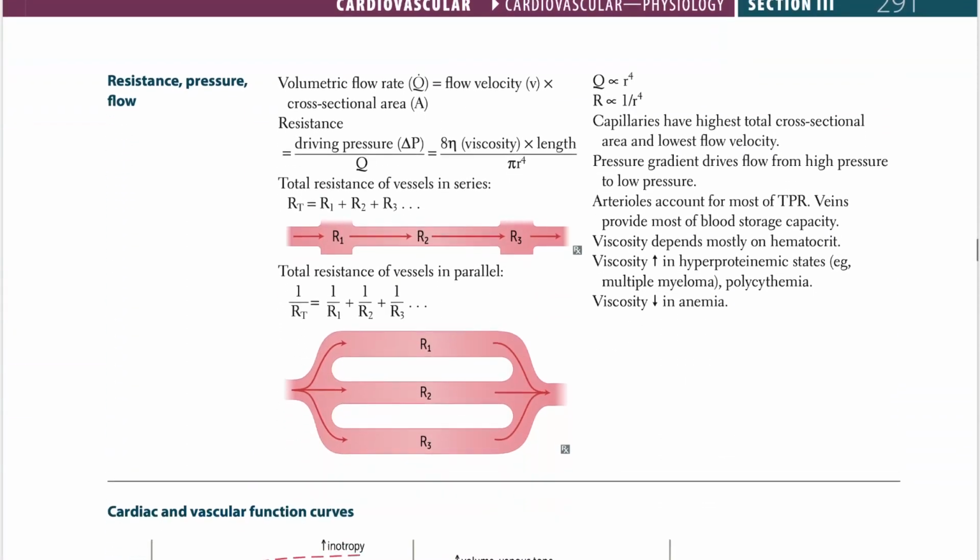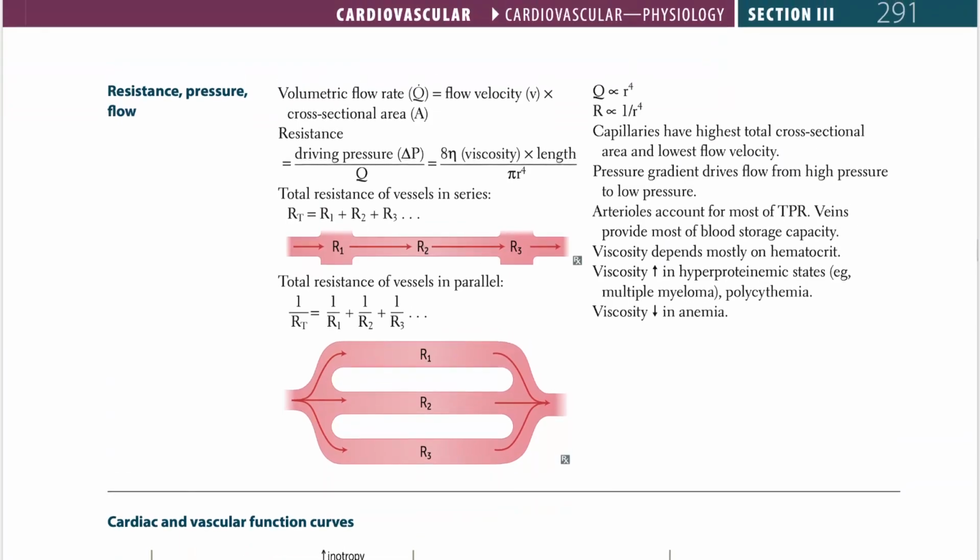What do we have? Okay, resistance, pressure, and flow. So volumetric flow rate, which is the Q, equals the flow velocity, V, times the cross-sectional area, A. Well, resistance equals change in pressure divided by the volumetric flow rate, Q, equals 8ηL, where η is the viscosity and L is the length, over, and very high yield is this, r^4, right? r^4 is very high yield. Pi times the radius to the power 4.